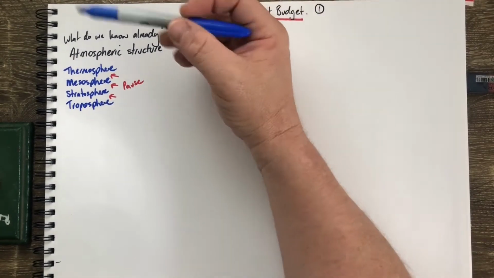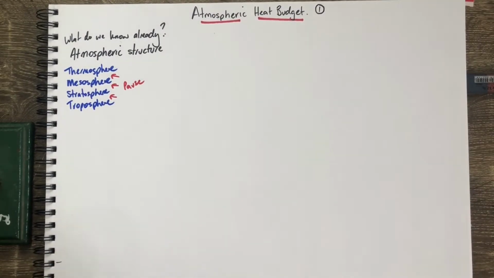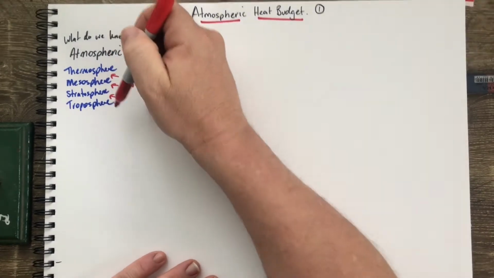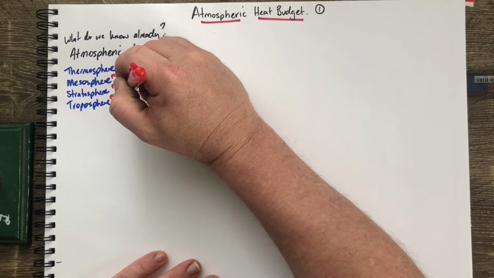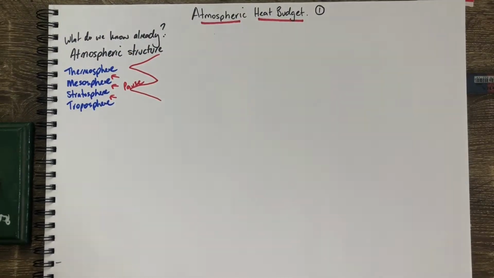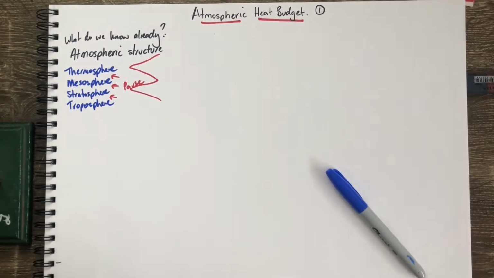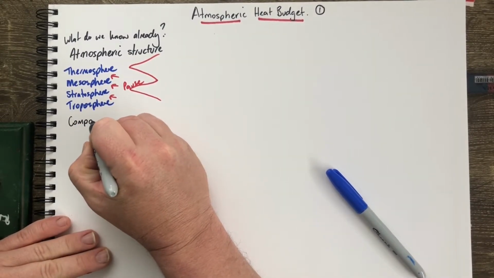But one thing we do need to know is that as you move upwards in terms of layers, the temperature gets colder, temperature decreases, then the temperature gets hotter, colder, and warmer again. So temperature is variable among the whole atmosphere. All right, the other thing we need to know is composition, or we should know.